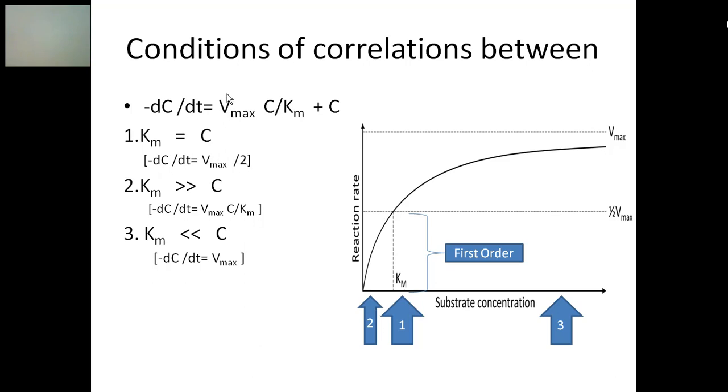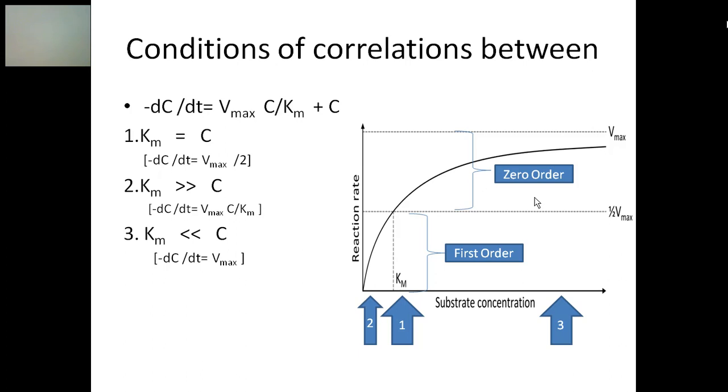You can say that is following a zero order kinetics. That is, minus dC by dt equals Vmax. So this is a constant. Again, rate equals a constant means it is following zero order kinetics. So it is very clear about the rate process: from the Michaelis-Menten equation, I can justify that my nonlinear kinetic process comprises a first order as well as a zero order process.